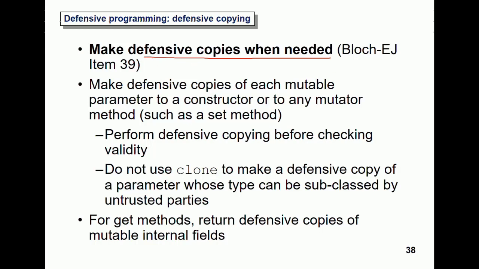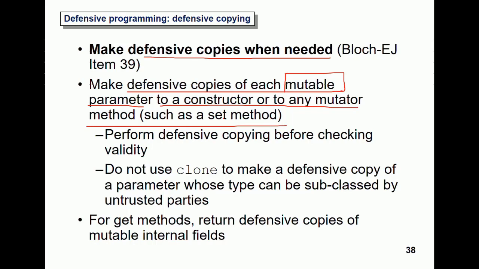Make defensive copies. The idea is to make defensive copies of each mutable parameter, meaning a parameter whose value can change, passed to a constructor or to any mutator method. Obviously, if it's immutable, then that's no problem.